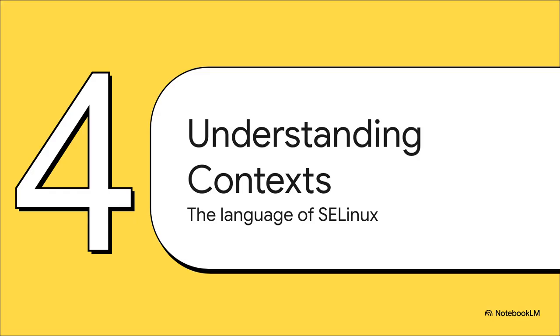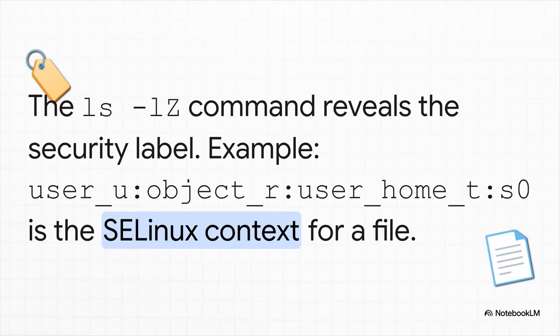Okay, now we're getting to the real heart of how SELinux thinks. We're talking about contexts. The best way to think about them is as security labels. They're attached to literally every single thing on your system, every file, every process, every network port. This is the language that SELinux speaks. And you can actually see these labels for yourself. Just run your normal ls command, but add a capital -Z to it. And look at that. Right next to the familiar file permissions, you've got this whole extra string of text. That's it. That entire thing, from user_u all the way to s0, that's the SELinux context for that file.